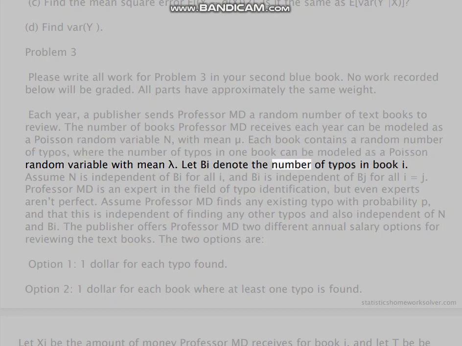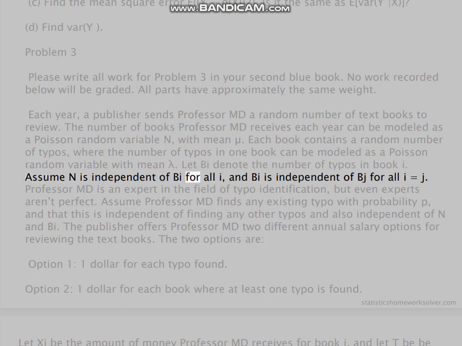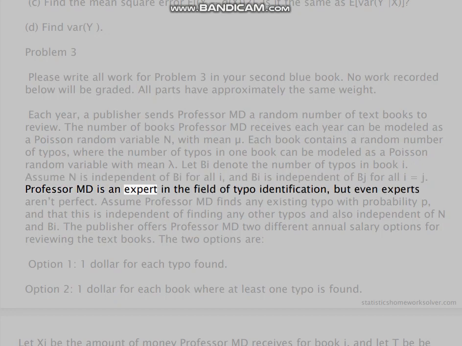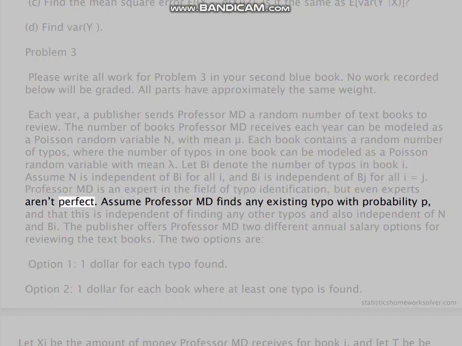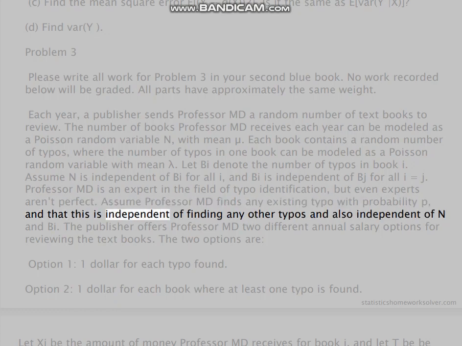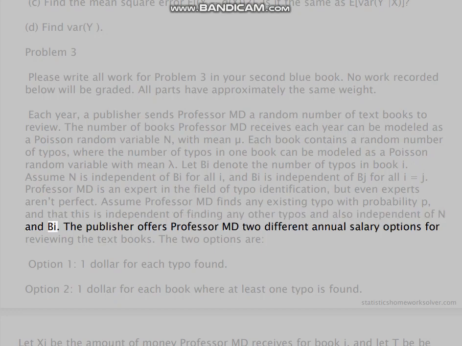Let B_i denote the number of typos in book i. Assume n is independent of B_i for all i, and B_i is independent of B_j for all i not equal to j. Professor MD is an expert in the field of typo identification, but even experts aren't perfect. Assume Professor MD finds any existing typo with probability p, and that this is independent of finding any other typos, and also independent of n and B_i.